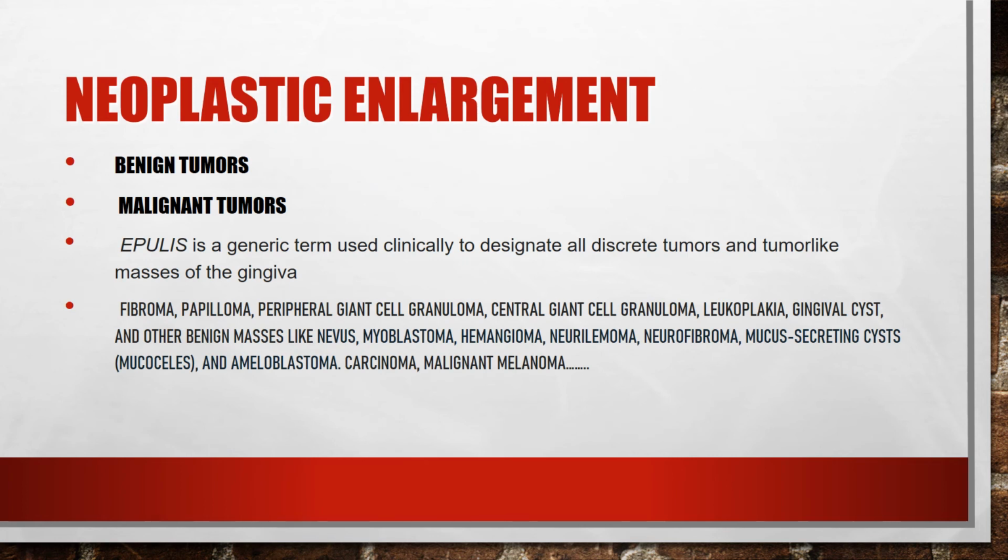Next is neoplastic gingival enlargement. This could be benign tumors or malignant tumors. This is called epulis, a generic term used clinically to designate all discrete tumors and tumor-like masses of the gingiva. So these are some of the tumors in which gingival enlargement can be seen. So that is the neoplastic gingival enlargement.